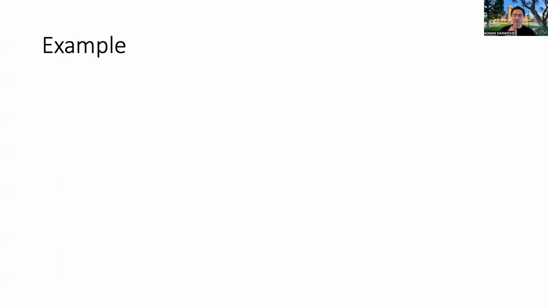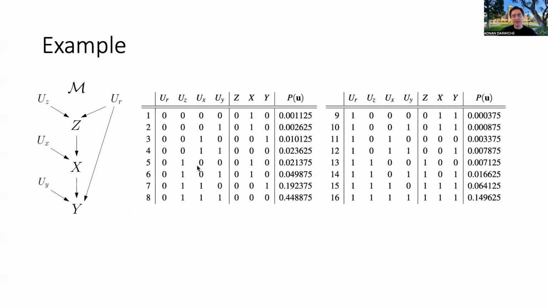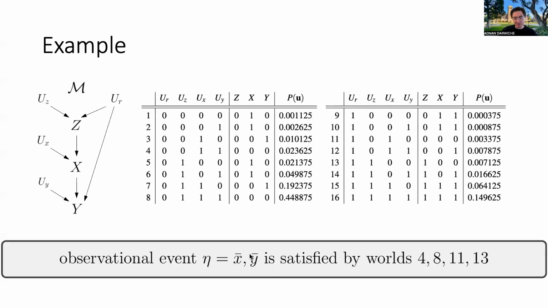Let's do a concrete example, okay? And we're going to use this running example from earlier. 4 exogenous variables, 3 endogenous, right? Remember, 16 possible worlds, and here they are. And now the question is, I want to know this observational event. X is false and Y is false. Which worlds satisfy this? Okay, now this is straightforward. This is saying 4, 8, 11, and 13.